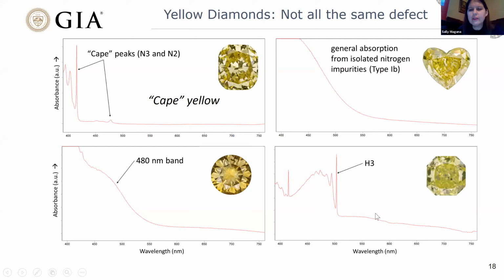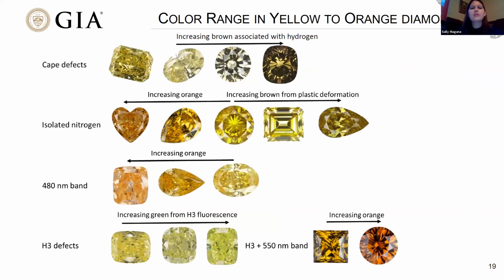And then over here on the lower right, we see a diamond that's colored by a high amount of what we call the H3. And that's related to 2 nitrogens and a vacancy. And if you have a high amount of that, then you can also get yellow color as well. So the color range in yellow to orange diamonds depends a lot on what the defect is that's causing the color.